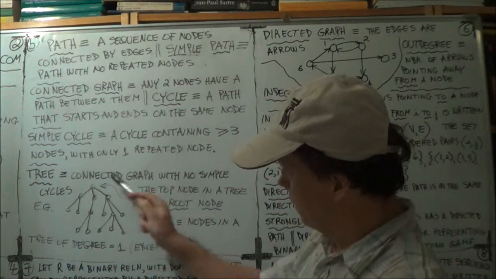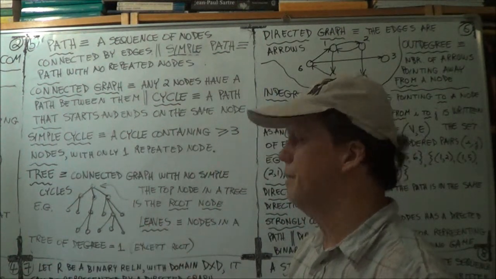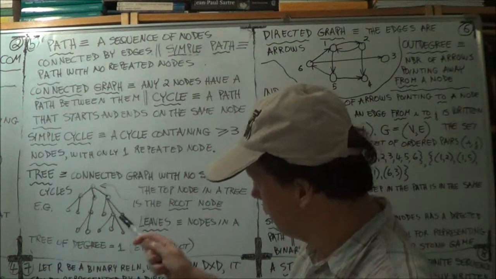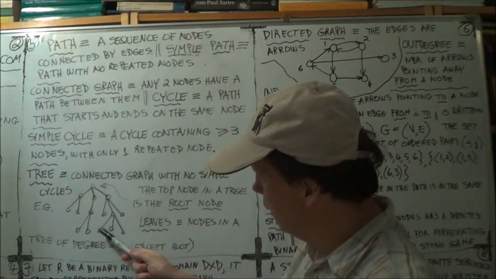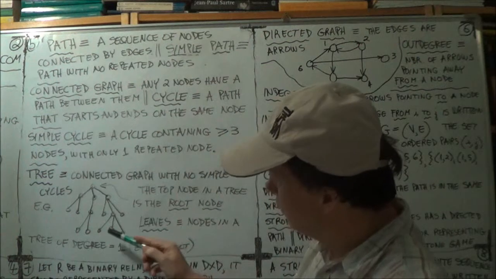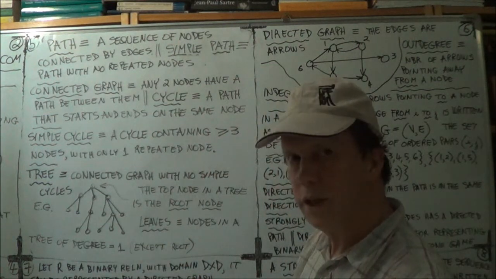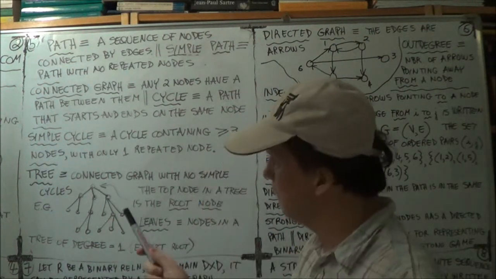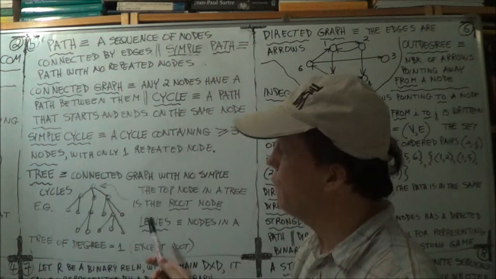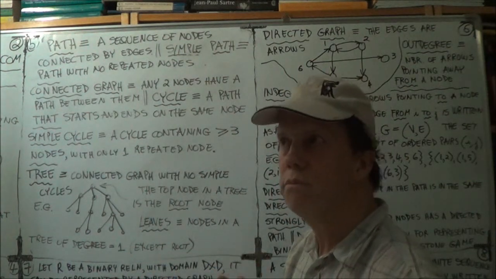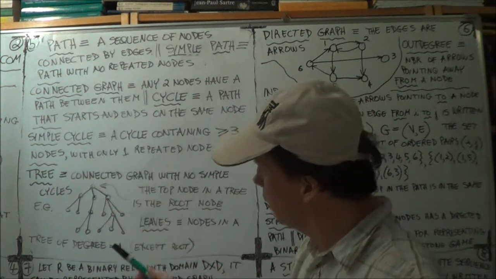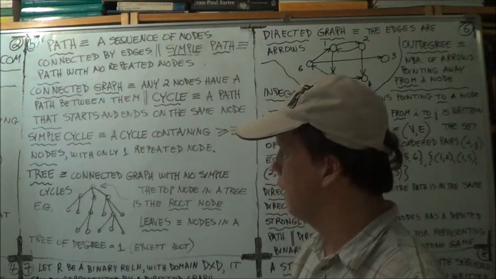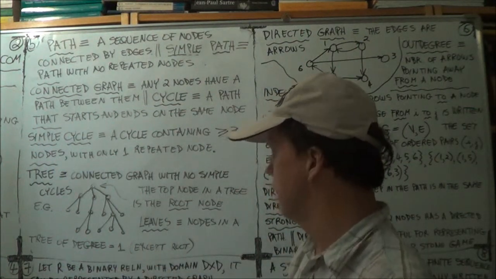So for this tree, count the number of leaves. Leaves are the ones that only have degree 1. So there's only 1 edge that connects to that node. Those nodes are called leaves, except for the root node. Don't forget that. Right? So how many leaves, degree 1 nodes, in this tree? Well, there's 1, 2, 3, 4, 5, 6, 7, 8, 9. Okay, 9 leaves. This tree has 9 leaves.